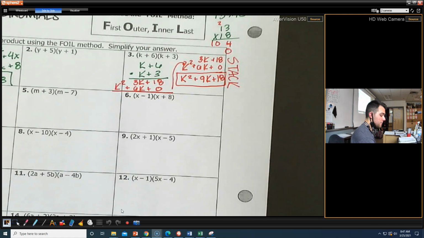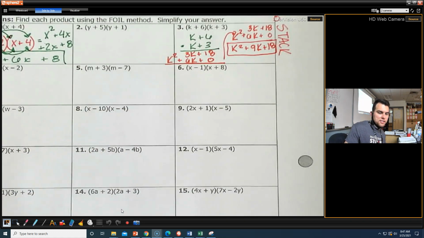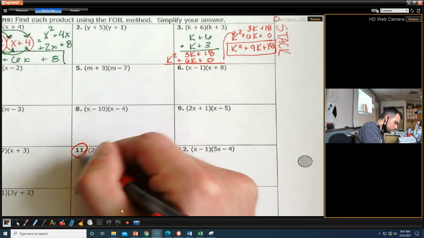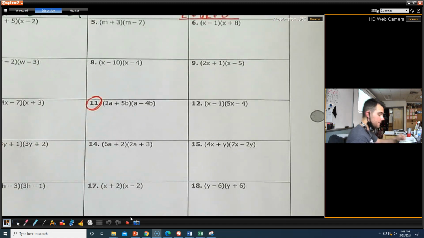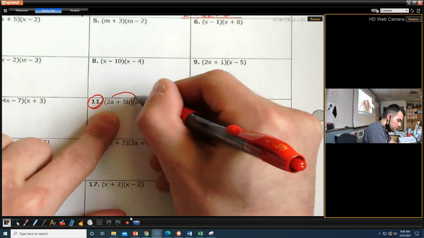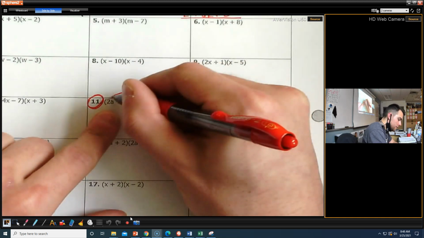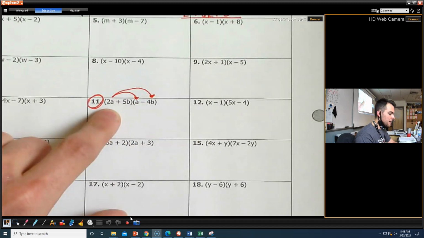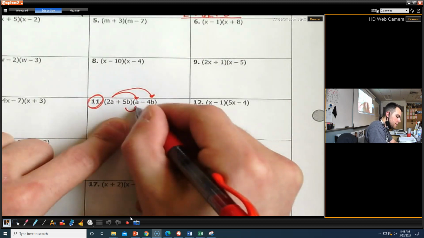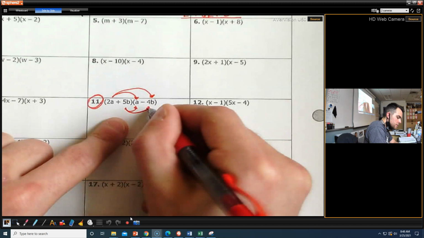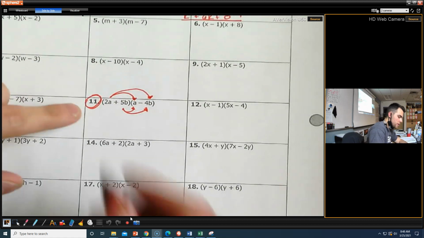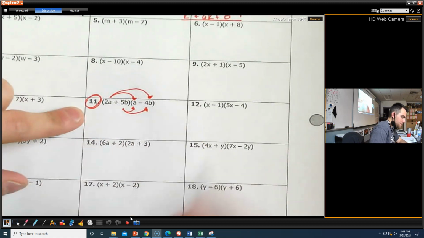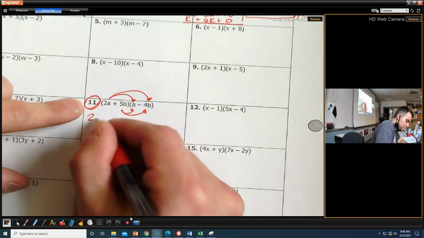It's not too bad. Let's look at number 11, just as an example. So I'm going to FOIL this guy. I'm going to go first, outer, and then I go to my 5B, inner, and last. And now we're just going to multiply. Trinity, you want to go for it? It's going to be 2a squared.